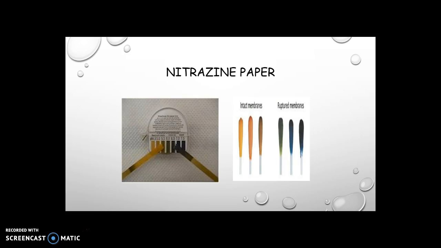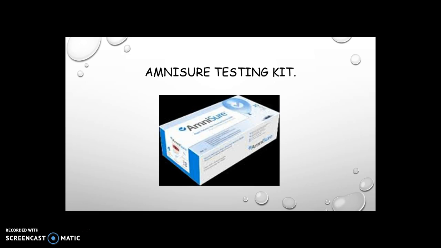There's a couple ways to test this. This is called nitrazine paper, and that is just swabbing. When it turns blue, it means that it has ruptured. If it turns yellow, it means that the membranes have not ruptured, and it's probably urine that you're seeing. There's also an AmnioSure testing kit.